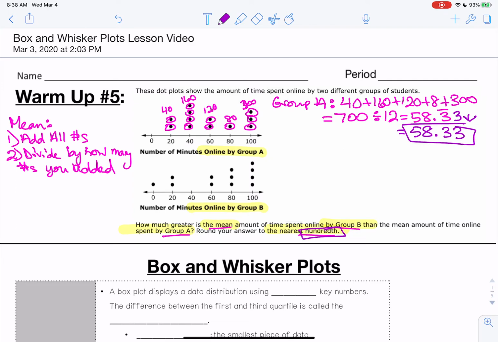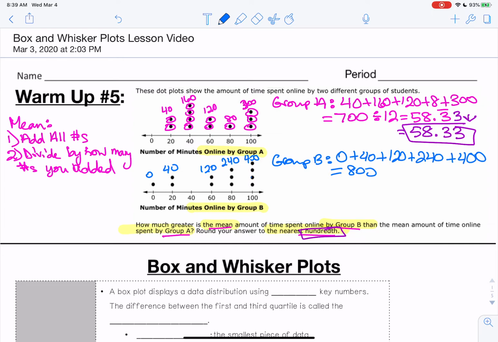Right? Okay, so moving on to the next one. Let's choose a different color. Let's do blue. So for group B, we have 0, 2 20s, which makes it 40, 2 60s, which make it 120. 80 times 3 is going to be 240, and then 100 times 1, 2, 3, 4 is going to be 400. So I'm going to go ahead and add those data points. So I have 0 plus 40 plus 120 plus 240 plus 400. And when you add them all up, you should get 800.